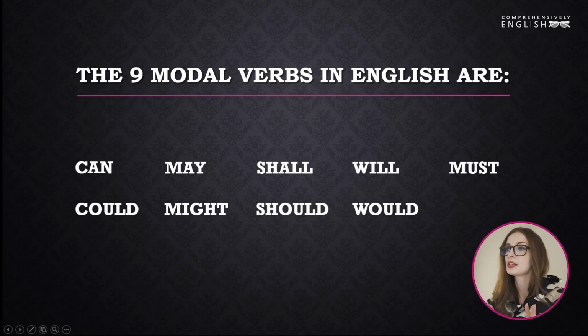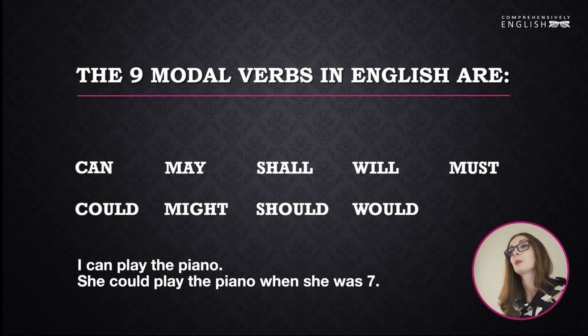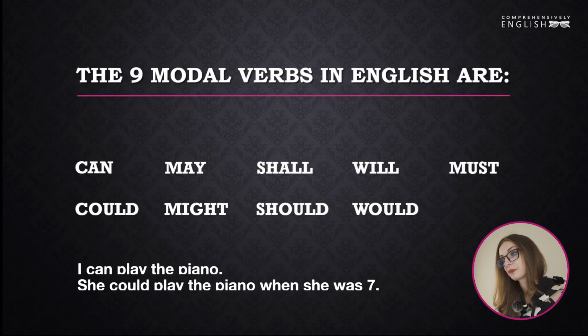Okay, as you can see, the majority of them can kind of be divided into pairs, like can, could, may, might, shall, should, will, would. This happens because the majority of these modal verbs have a past form. For instance, we say, I can play the piano, but she could play the piano when she was 7.